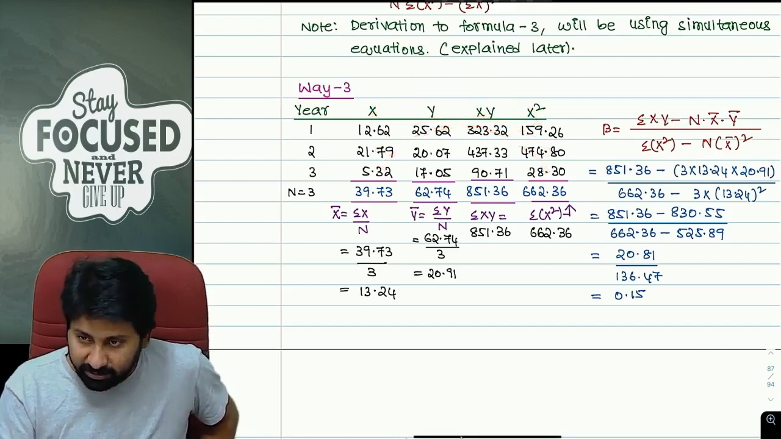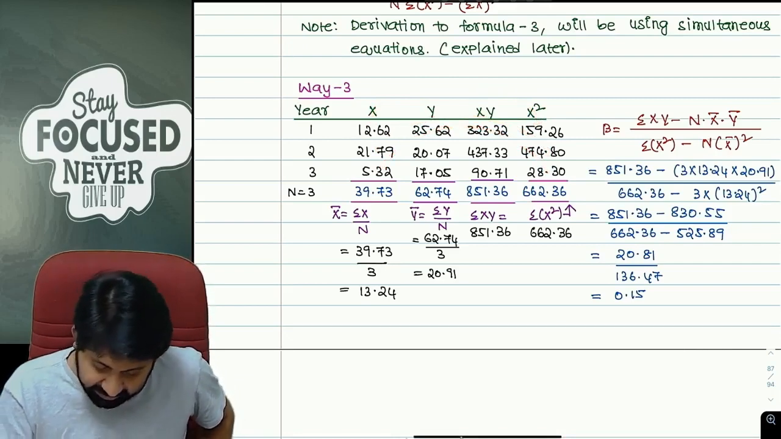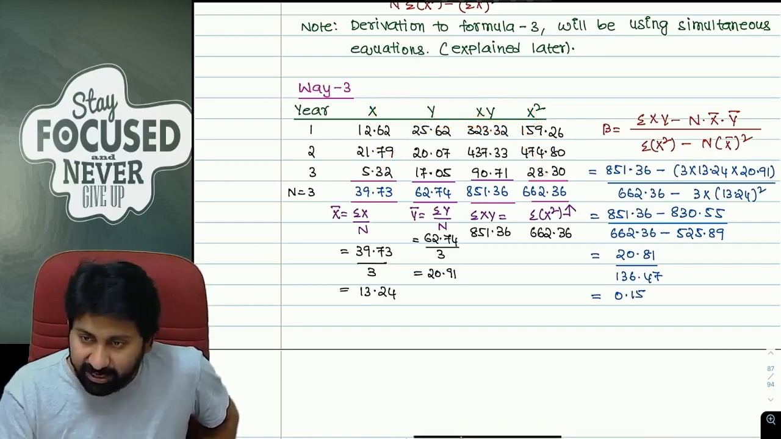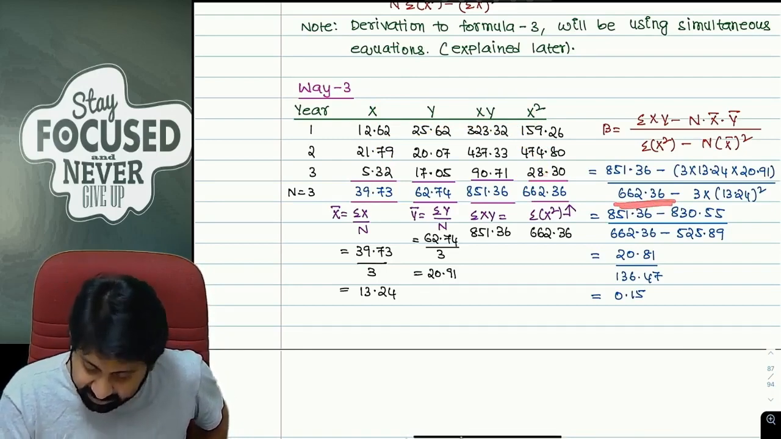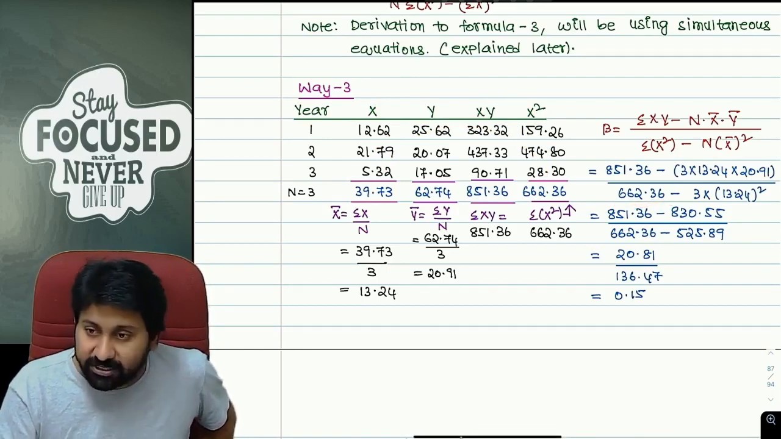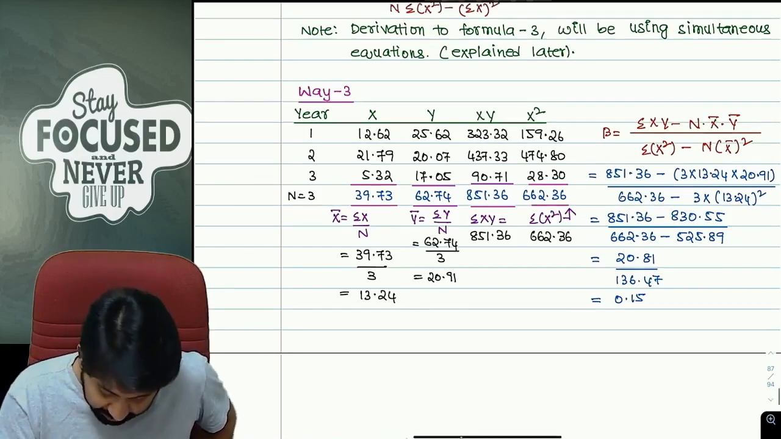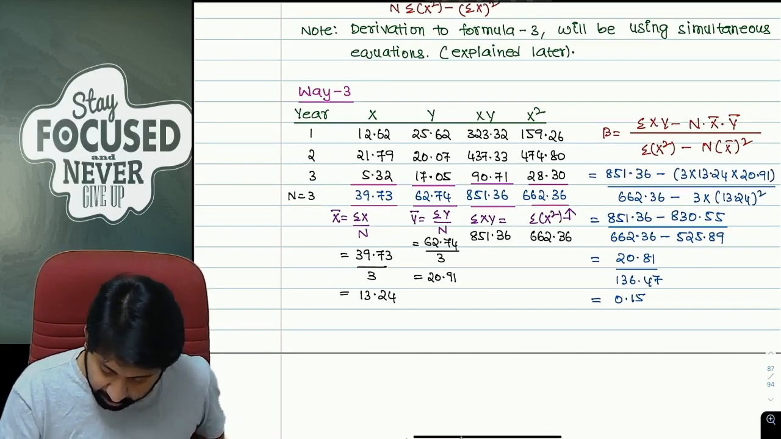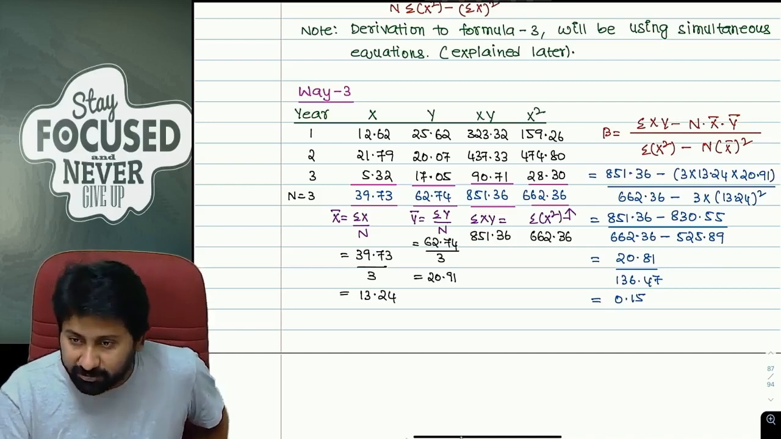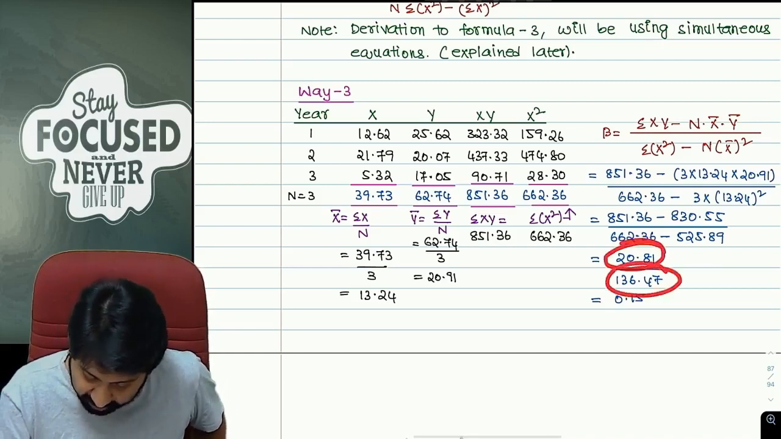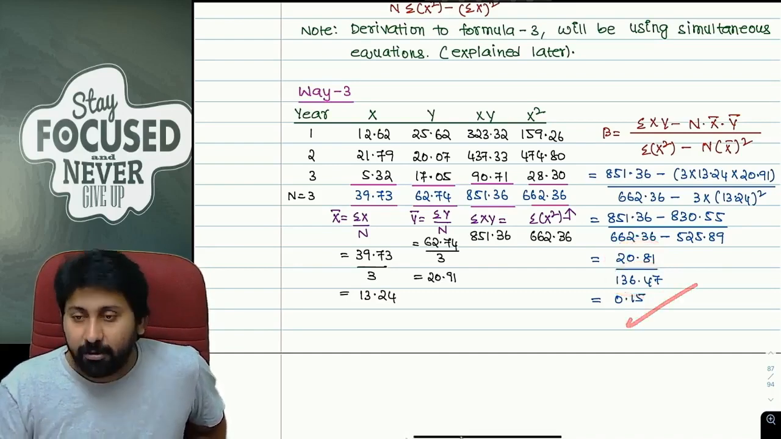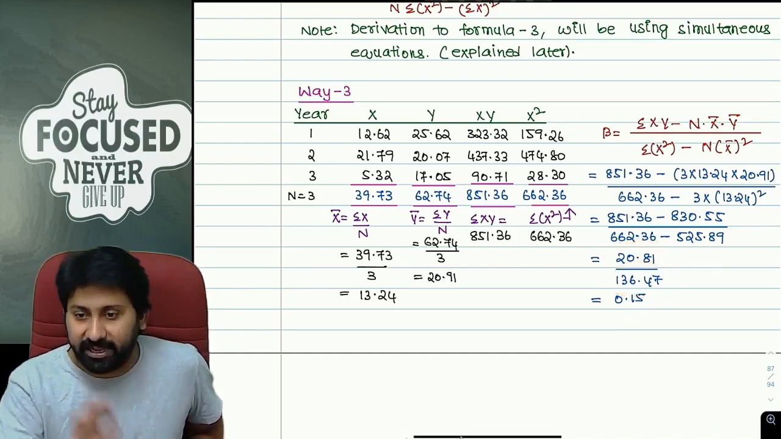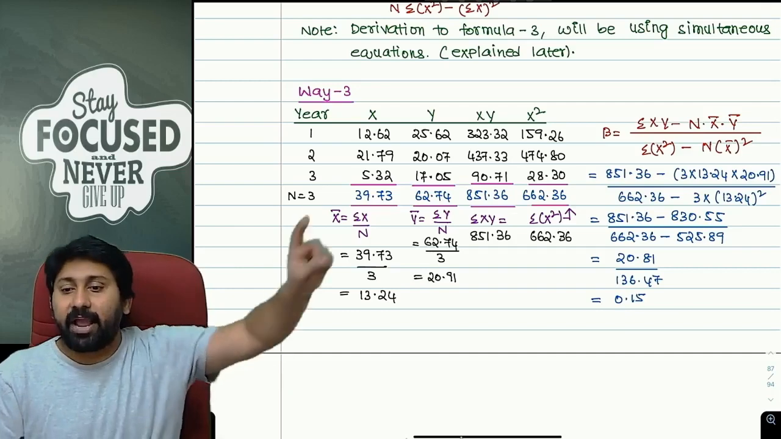Okay, you have done this. So x square ki sigma, 662.36 minus 3 into sigma x the whole square. Sigma x means what? 13.24. Sigma x means what, sir? 13.24. 3 into 13.24 square. So 20.81 divided by 136.47, 515. Again the beta is same. Okay. You can calculate beta in this way.